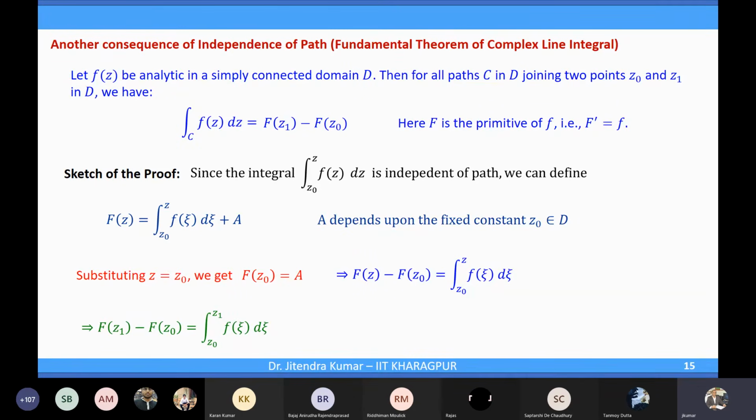And in many cases you know the primitive. Once you know the primitive, you just get the value of this integral, F(z1) minus F(z0), equal to the integral value. If you don't know it, you apply that first technique, substitute and integrate; there's no problem. But if you know the primitive, which is the case in many situations, then you can apply this fundamental theorem of the complex line integral.